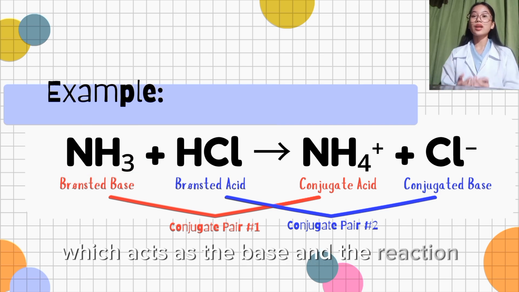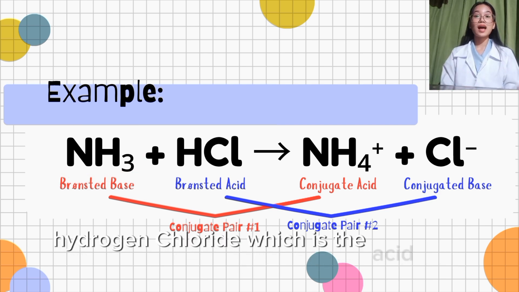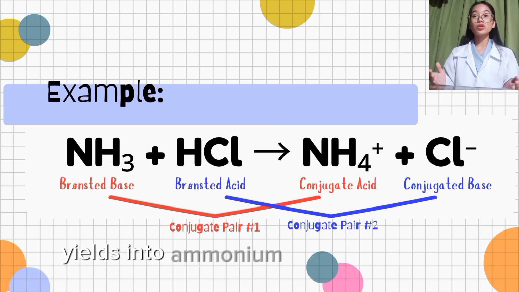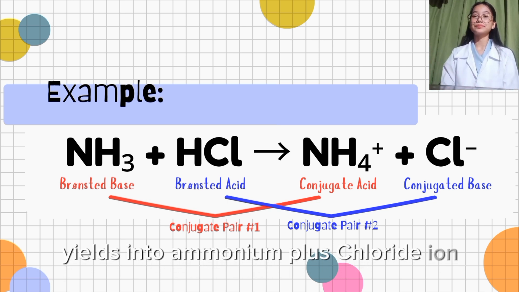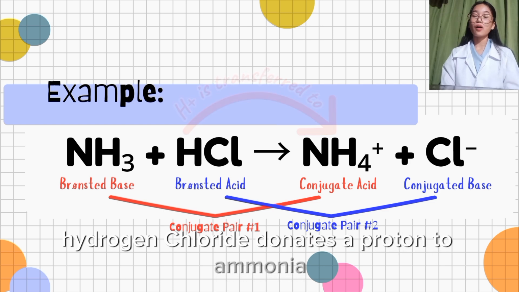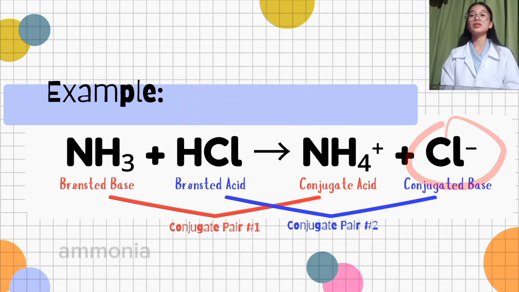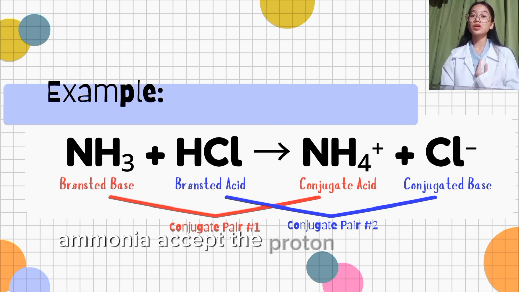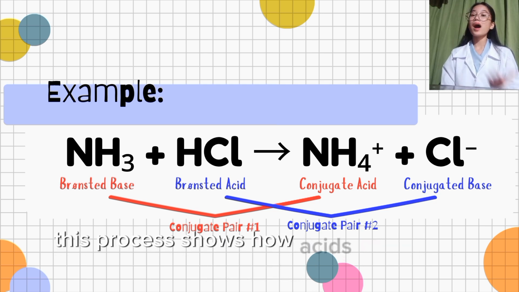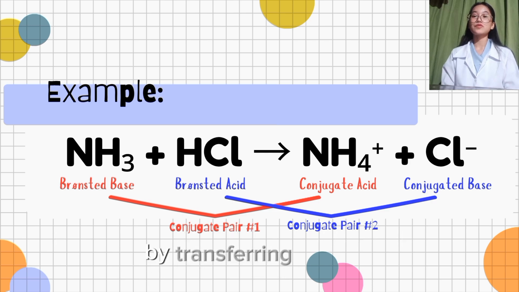In the reaction, hydrogen chloride, which is the acid, plus ammonia, which is the base, yields ammonium plus chloride ion. Hydrogen chloride donates a proton to ammonia, becoming chloride ion. Ammonia accepts the proton, turning into ammonium. This process shows how acids and bases interact by transferring protons.